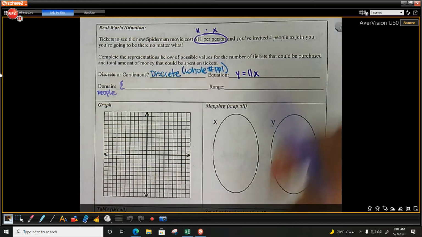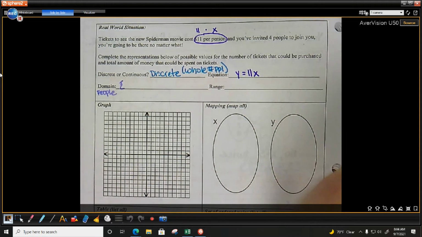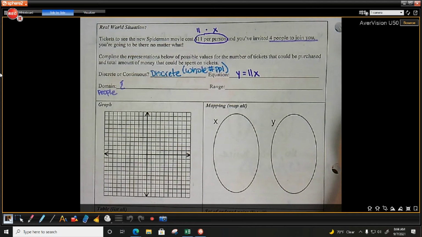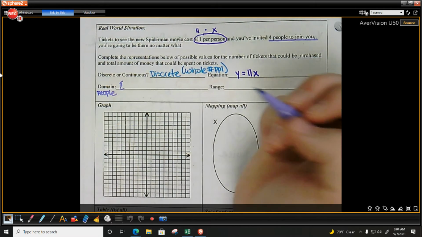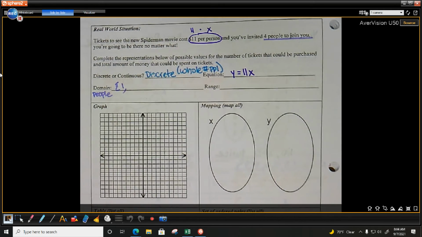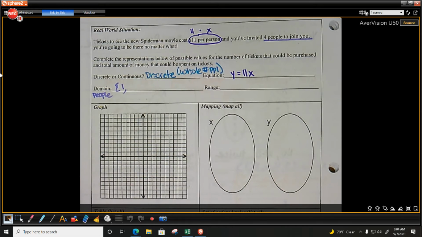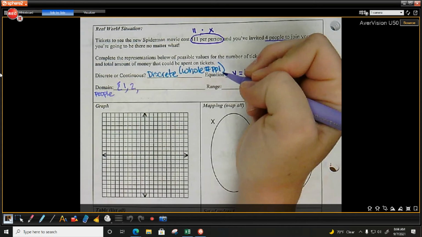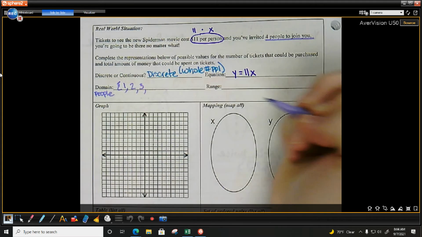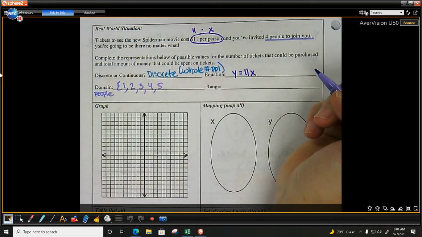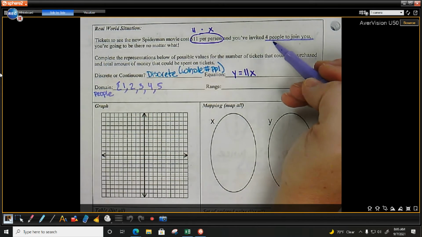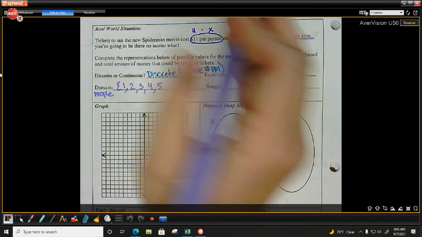Okay, so people, it says you've invited 4 people to join you. Does that mean all 4 people are going to go? No. What if none of your friends are available to go with you? How many people would be going to the movie? Just one, you. What would be another possibility? 2 people, you and 1 friend. What's another possibility? You and 2 friends, 3 people, then 4, then 5, then are we gonna ever have 6 people going? No, because you only invited 4 people, so you and 4 people would give 5 total people. Okay? So there's your domain.